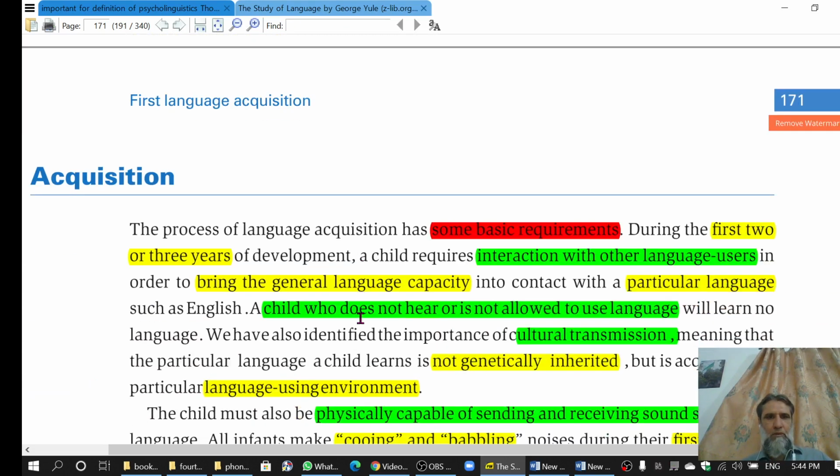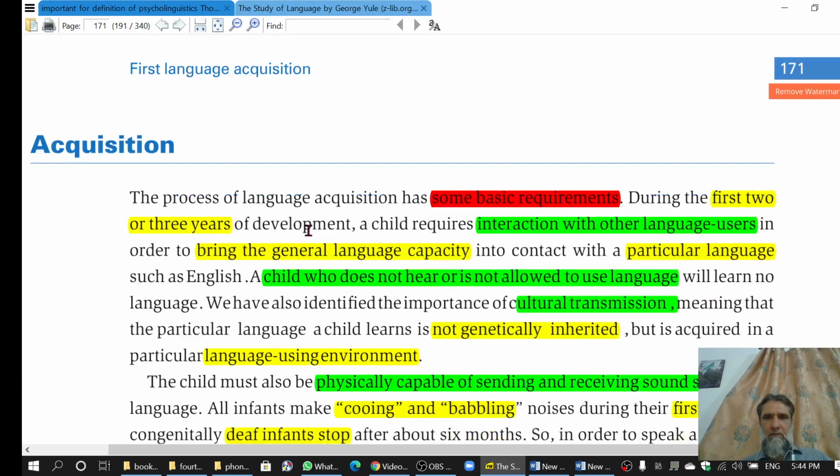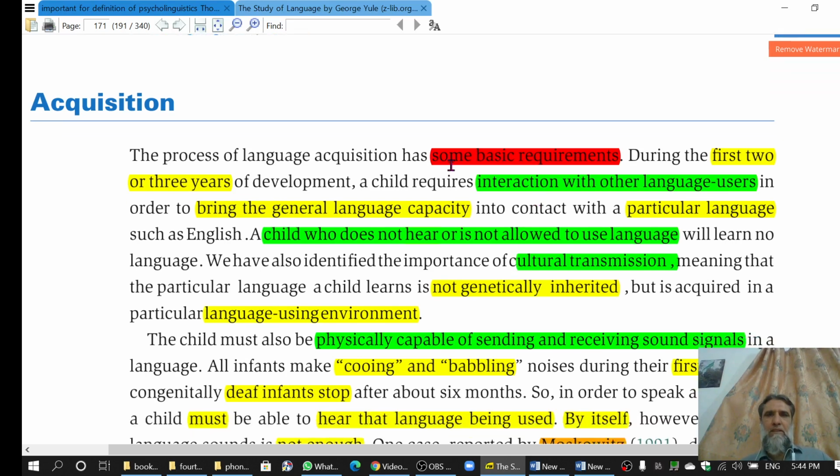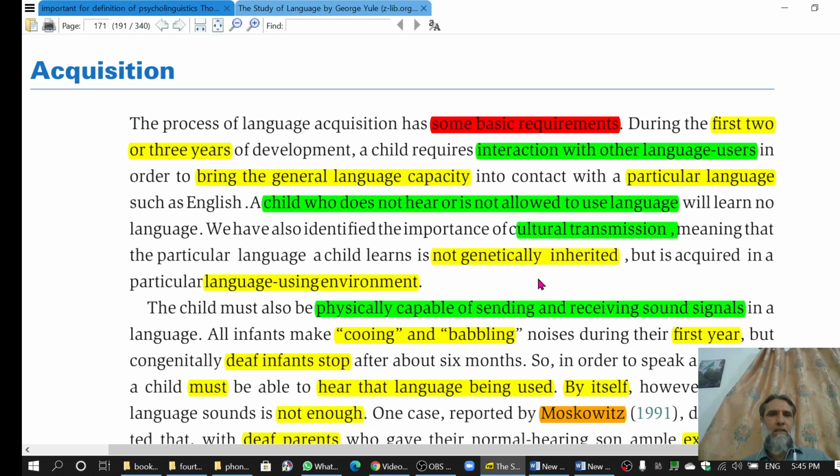So now we come to the second item in the introduction to first language acquisition, and the second item is some basic requirements for language acquisition. That is, when a language is acquired by a child, there are some basic requirements for it, otherwise the child will not be able to acquire a language.